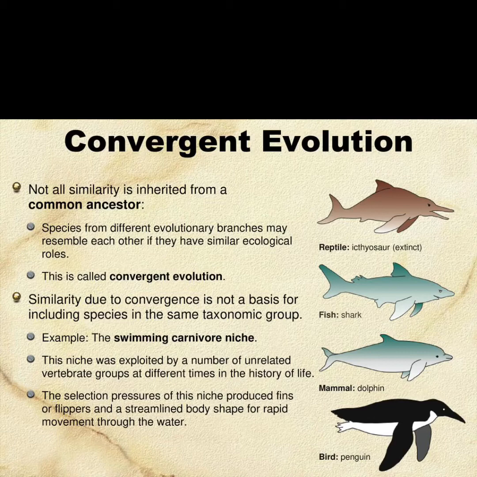The big point on convergent evolution is that the trait did not come from a common ancestor. Look over on the right. You've got four different creatures here. You've got these swimming reptile dinosaurs that are extinct. That's the brown guy at the top there. Everybody knows what sharks and dolphins and penguins look like.